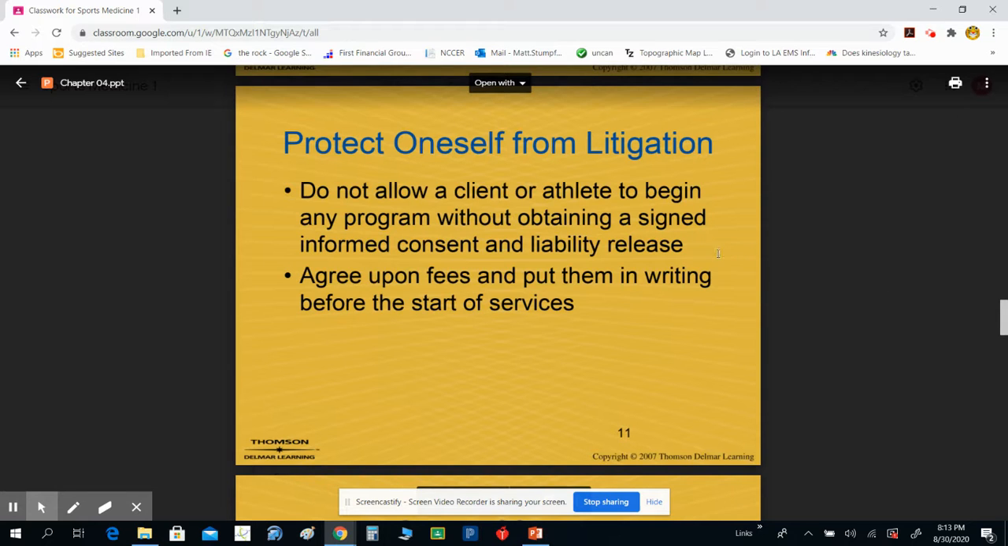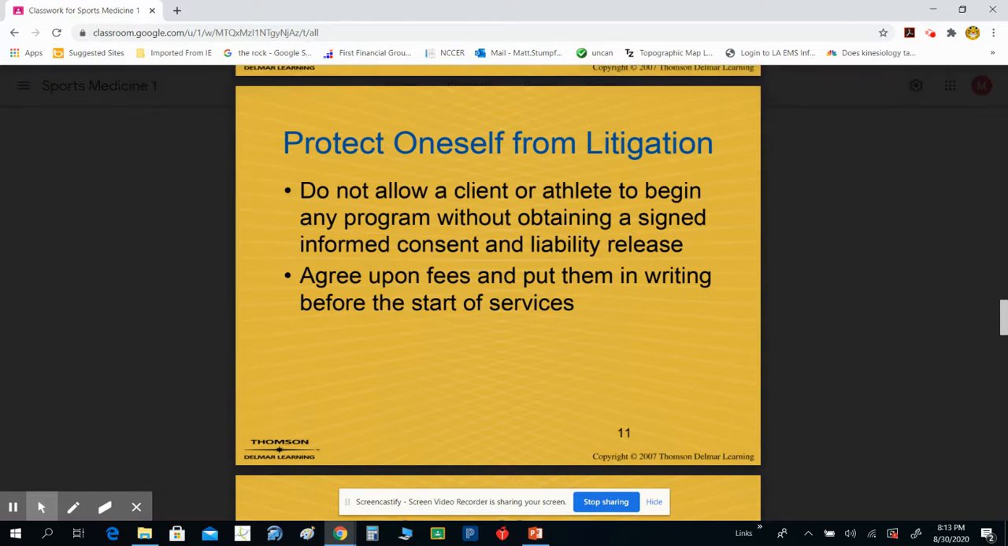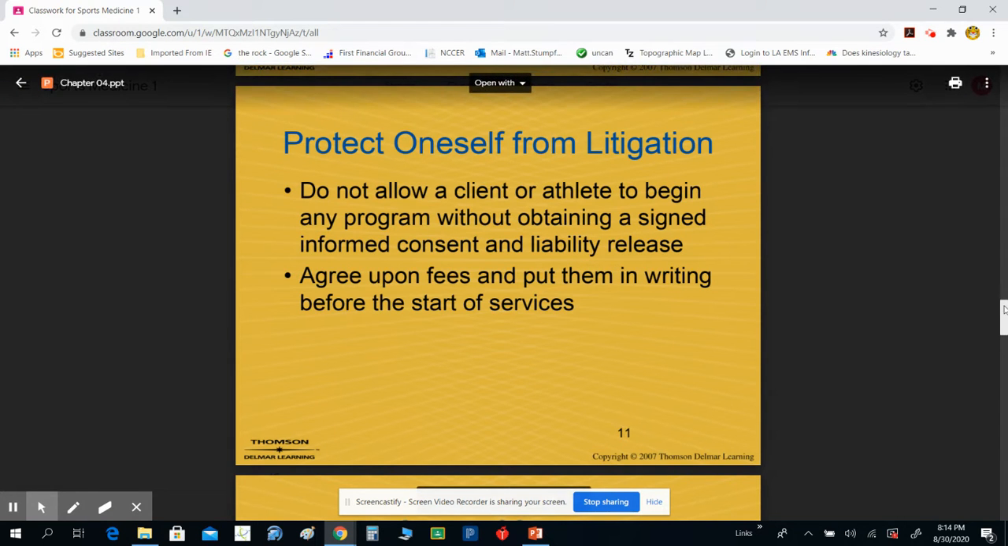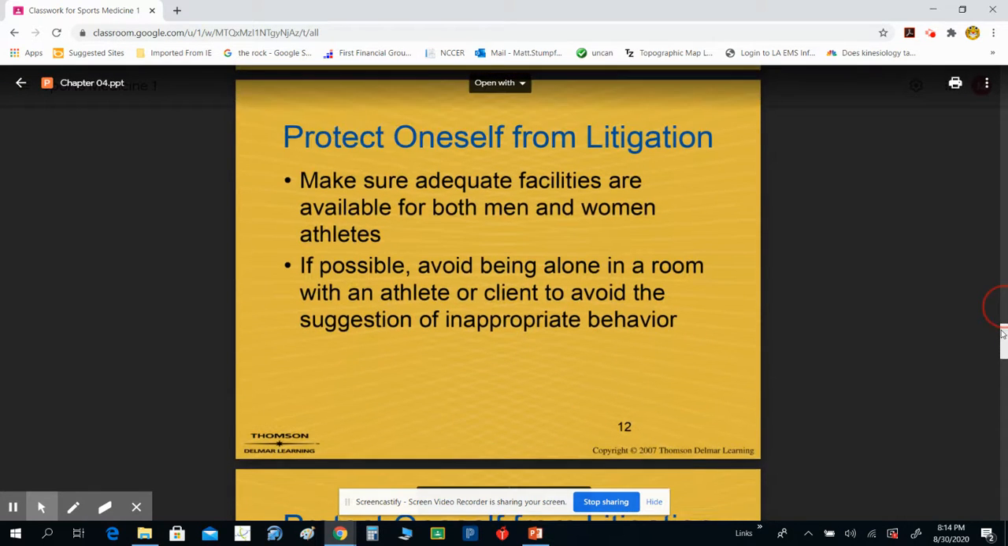All right, don't allow anybody to start participating without a signed informed consent and liability release. We've got physicals coming up this week, and part of the paperwork that has to be filled out is a liability release. It's always a good idea to agree on fees before a sport starts so that people have a better idea what things are going to cost. That's another thing to keep you from getting sued.